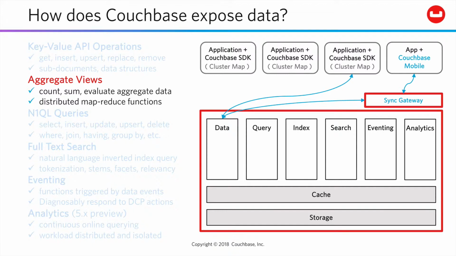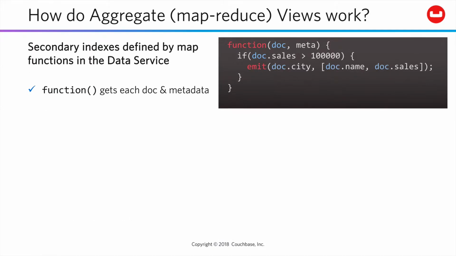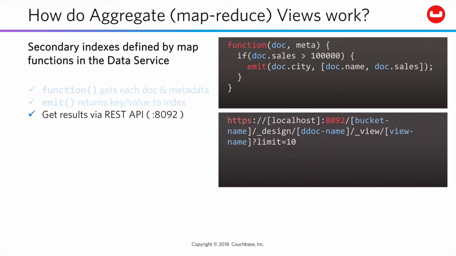Aggregate views are a traditional way to aggregate data in Couchbase using distributed MapReduce style functions. Now with this feature, mapping functions are defined and distributed among all data service nodes. They process each document on that node to generate a secondary index. Emit functions specify the key and value for each corresponding entry in the index. These indexes are accessible via REST API, and query parameters are available to filter the results.